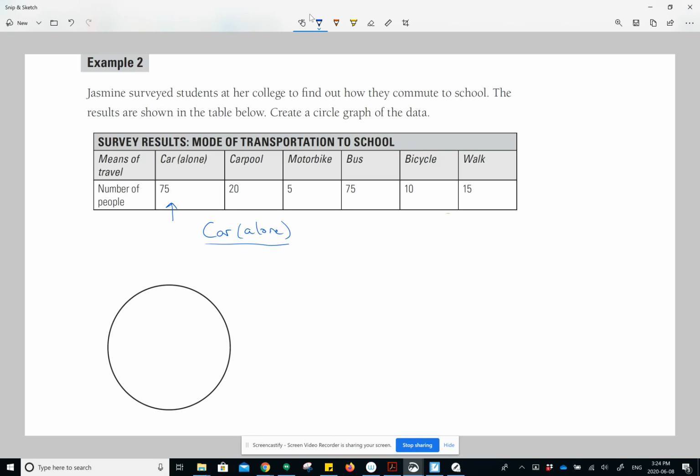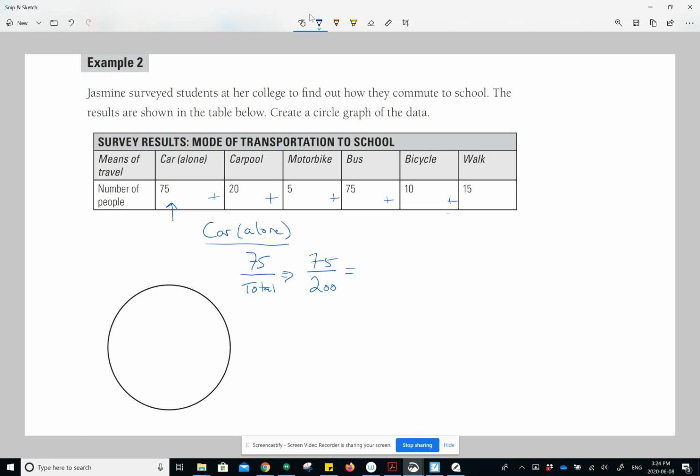And we know 75 students took a car alone. What we have to do is find that as a percentage out of the total. So we need to find the total. If you add all of these together, 75, 20, 5, 75, 10, and 15, you get a total of 200. So if you were to add those together, that's what you would get.